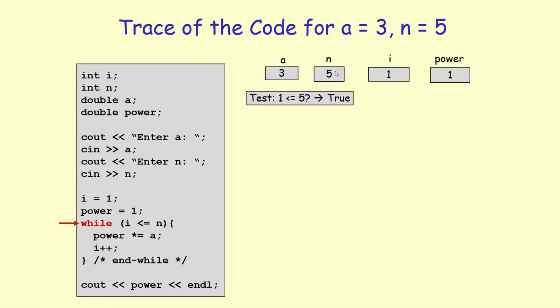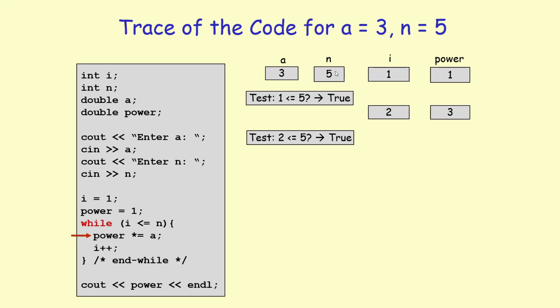So we go into the body of the while loop and we multiply power by a. So power is equal to 1 at this point. When we multiply it with a, it becomes 3. So 1 times 3 is equal to 3. Now we increment the loop counter variable. So i becomes 2. Again, we go back to the beginning of the while loop. We evaluate the expression again. Is 2 less than or equal to 5? The answer is yes, it is true.